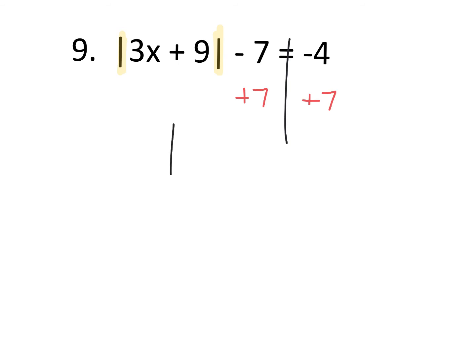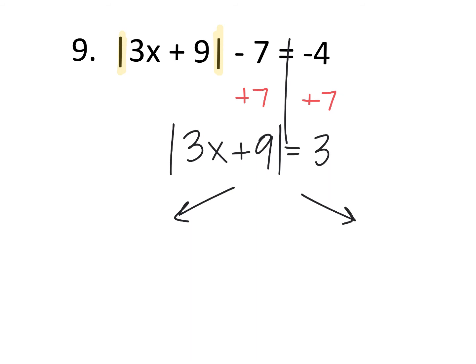And then we would have, keep the bars for now, 3x plus 9 is equal to 3. Then you can split it up into your 2. You have 3x plus 9 is equal to positive 3, and 3x plus 9 equals negative 3, because -3 and +3 are both 3 away from 0.